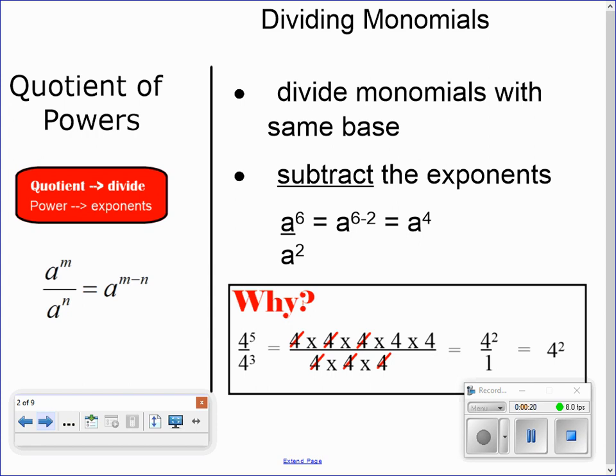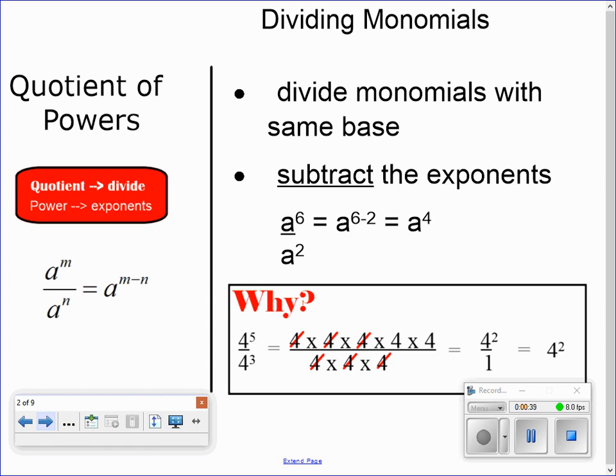And this first one is called the quotient of powers. What the quotient of powers tells us is that if we divide monomials with the same base, we can do a shortcut here. The bases have to be the same, and what we can do is subtract their exponents. So let's look at the following example.